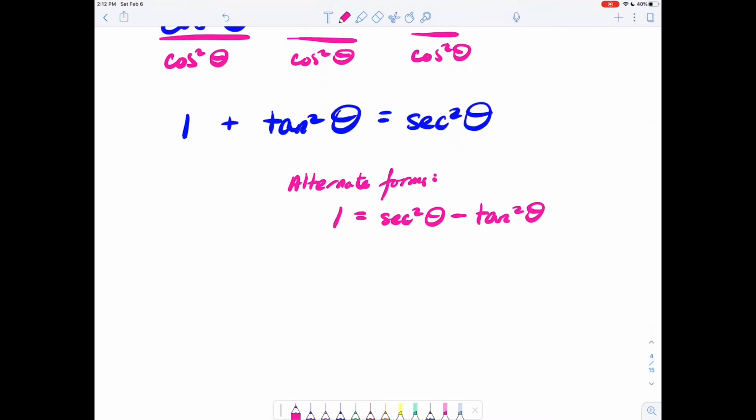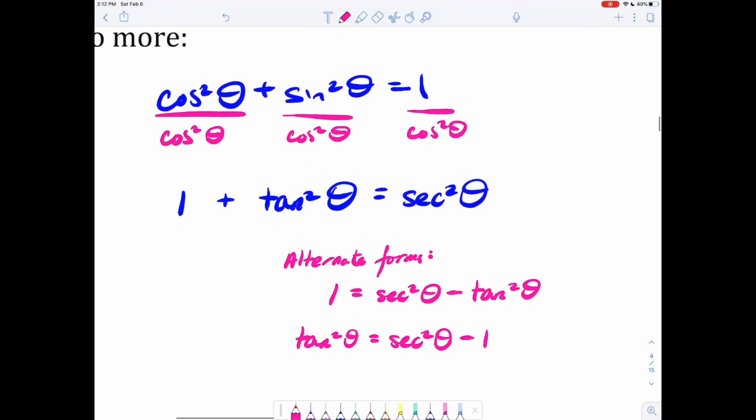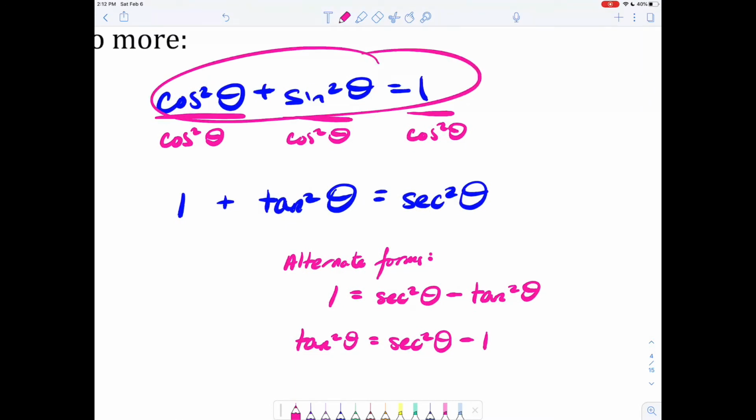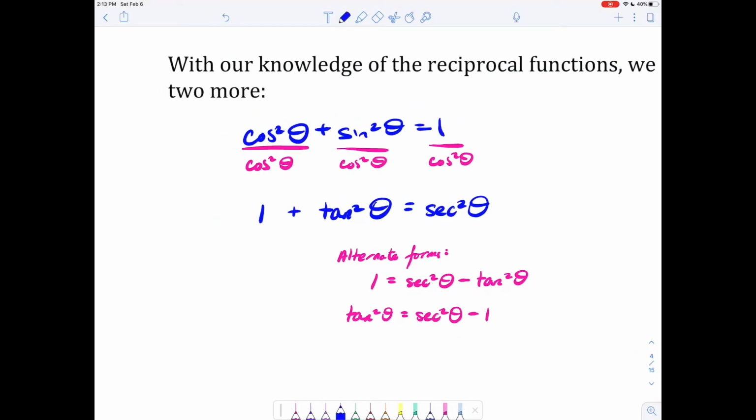Alternately, from this original form here, we could subtract 1 from both sides, so that on the left we have tan squared theta, and on the right, we have secant squared theta minus 1. So that's one way we can manipulate this original Pythagorean identity to get something else based on other trig ratios or trig functions. But we can manipulate that another way too.